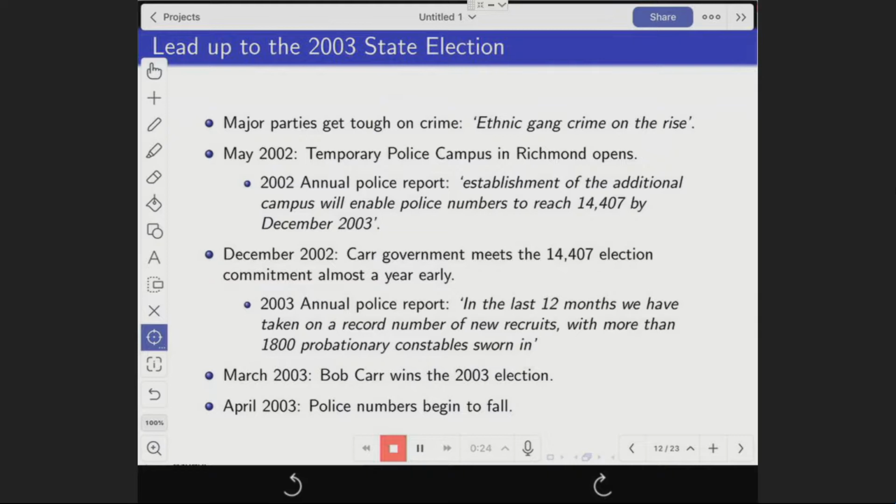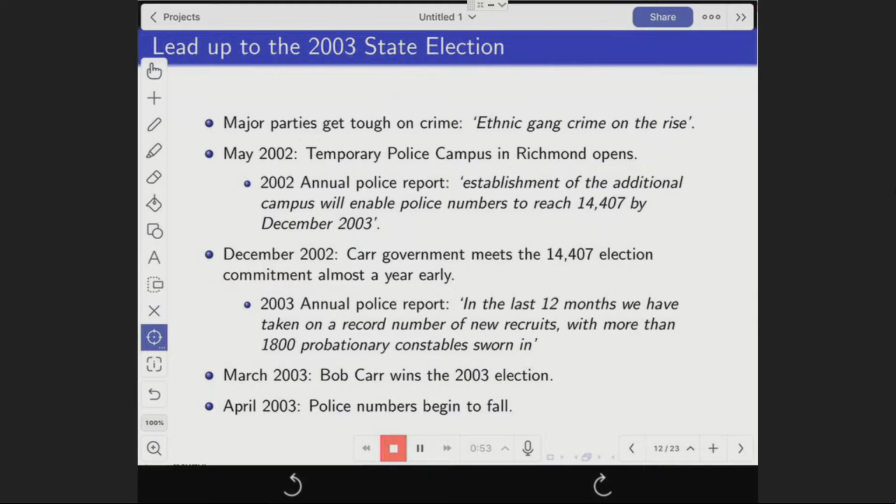And this is an extract from their 2002 annual report. And the quote says, "Establishment of the additional campus will enable police officers to reach exactly the number that Bob Carr promised by December 2003." So what happens? Later that year, they meet the election commitment almost an entire year early. They smash it. There was a huge intake in that period. And this quote basically supports that claim.